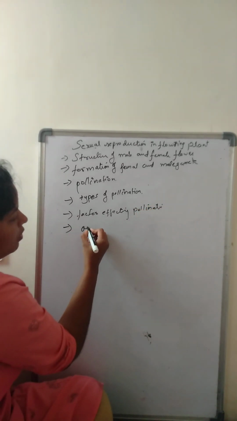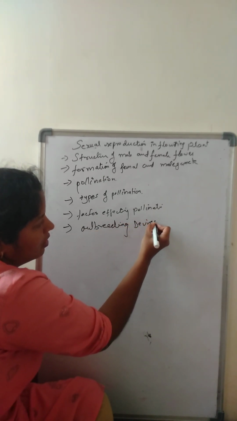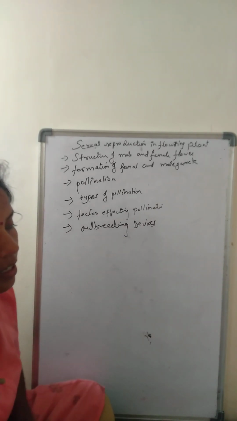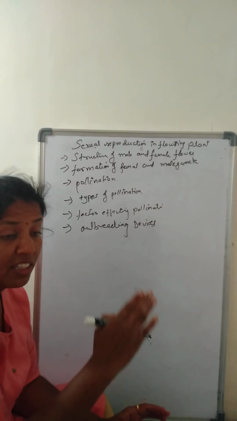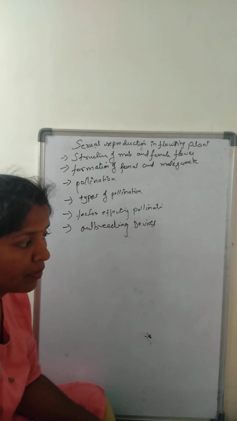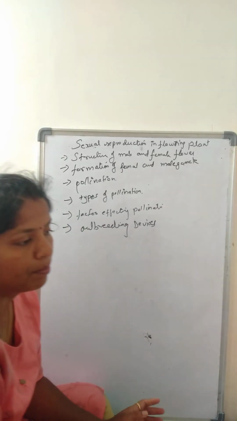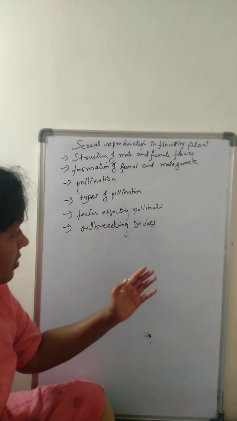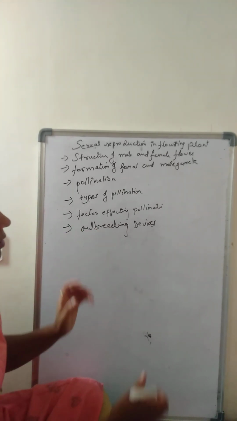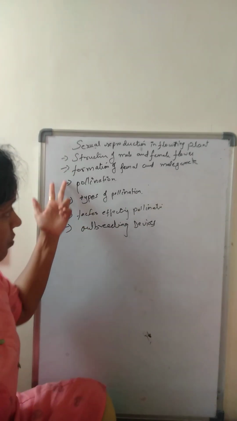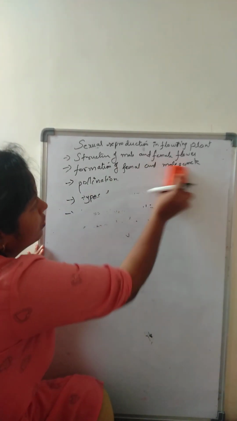Okay. Next will be outbreeding device. What is the meaning of outbreeding device? See, if you see in a single family, with relations, marriages happen. You know, in that category, there will be a lot of recessive problems. In the same way, if the flower of the same plant... okay, so these are the headings that you have to learn. I'm going to teach you.